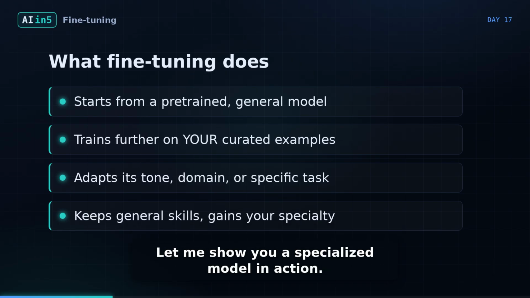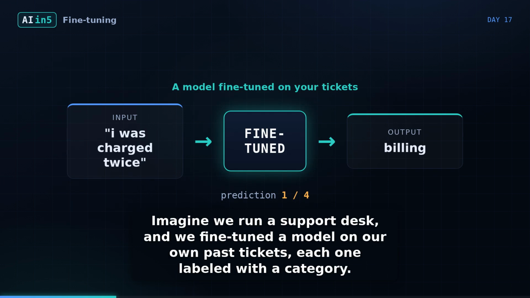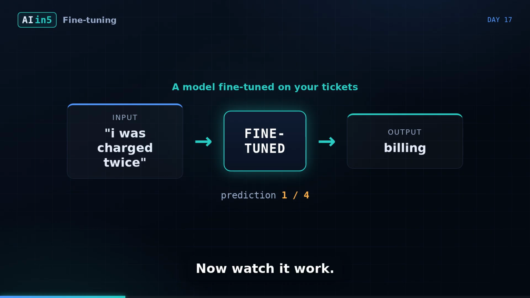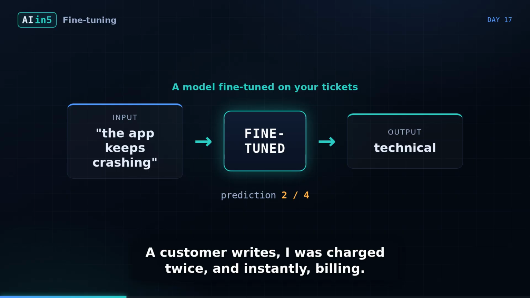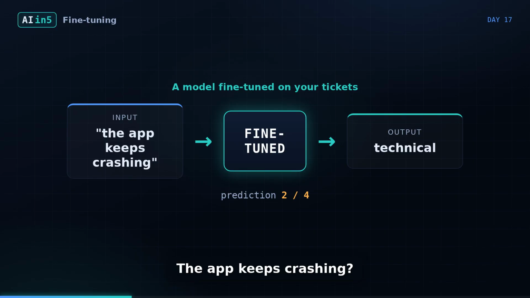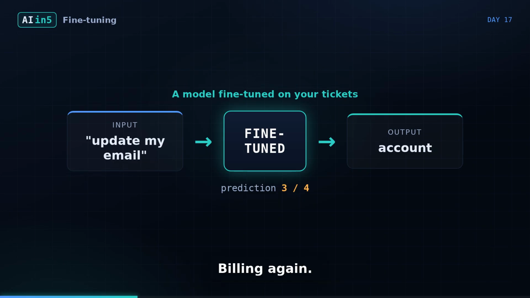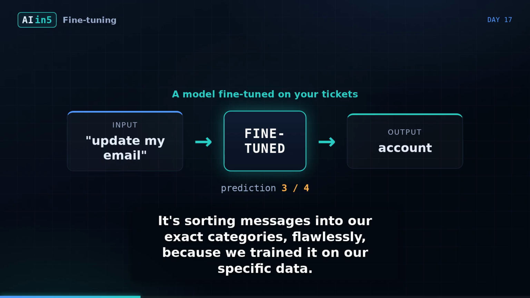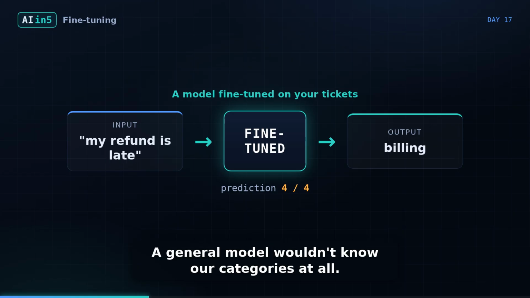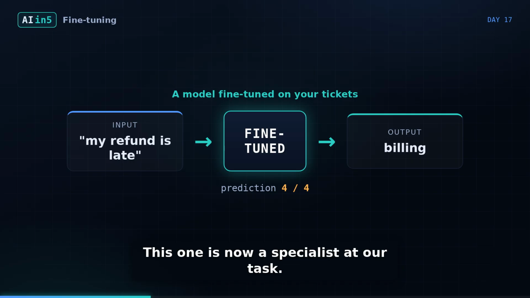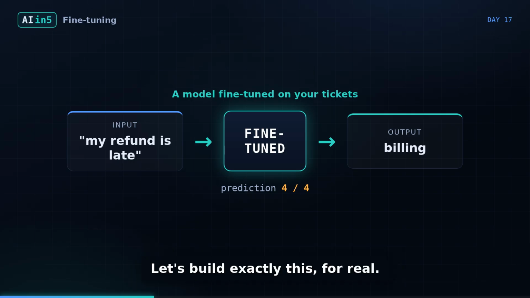Let me show you a specialized model in action. Imagine we run a support desk and we fine-tuned a model on our own past tickets, each one labeled with a category. Now watch it work. A customer writes, "I was charged twice," and instantly, billing. The app keeps crashing. Technical. Update my email. Account. My refund is late. Billing again. It's sorting messages into our exact categories flawlessly because we trained it on our specific data. A general model wouldn't know our categories at all. This one is now a specialist at our task. Let's build exactly this for real.